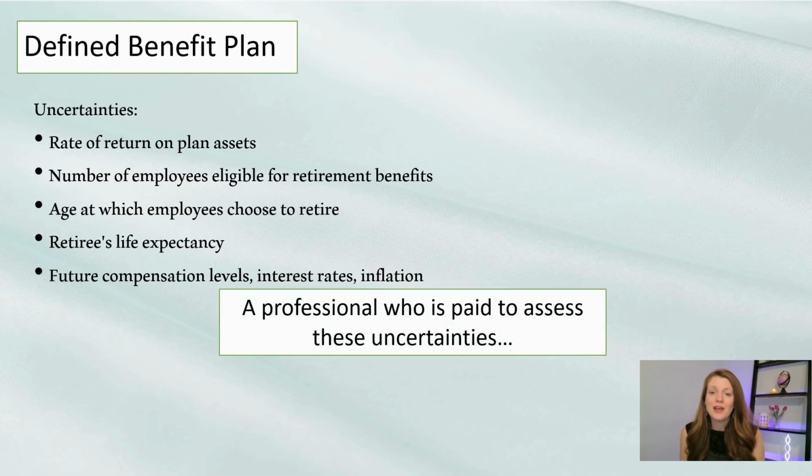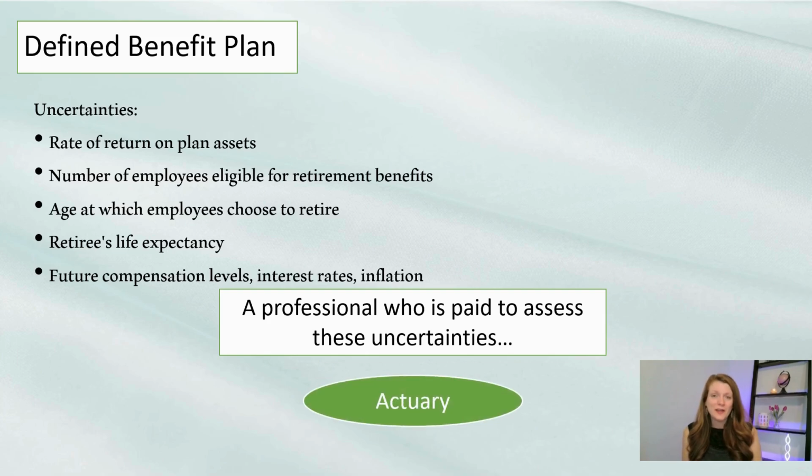So, who do you think the professional is that is paid to assess these uncertainties and give us the best prediction they can? This is a specific type of statistician that is going to help make this decision as they assess everything about every individual employee. How long do we think they will live? How long do we think they're going to work there? How much does it look like they're going to get paid? They're getting paid to assess all of this. Do you know what that professional is called? It's an actuary. This is a pretty high paying job. A lot of people go into it because of the high pay. So, something to think about if you love statistics.